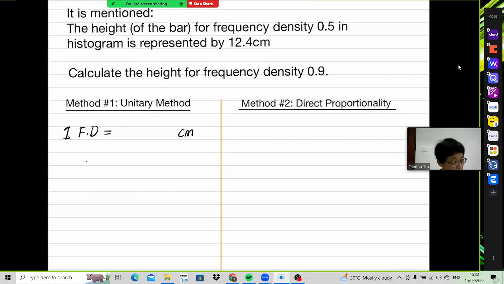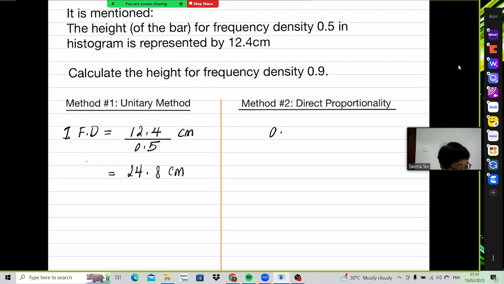Going up here, they say 0.5 frequency density is represented by 12.4. So you take 12.4 and divide this by 0.5, because you want to get 1 unit. 12.4 divided by 0.5, and there you go, you get 24.8 centimeters.